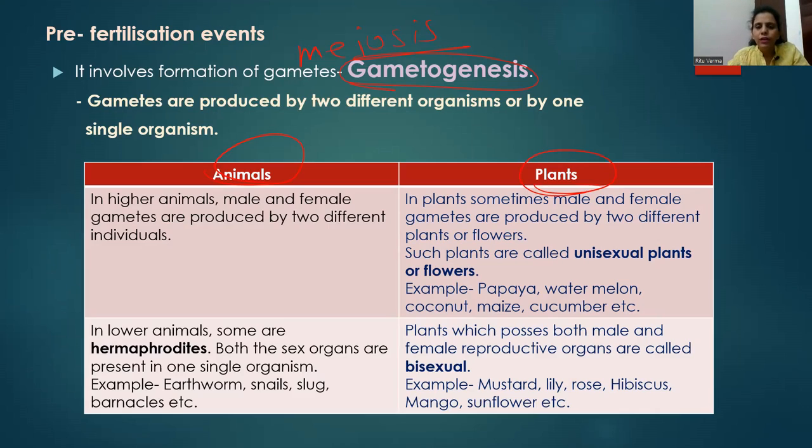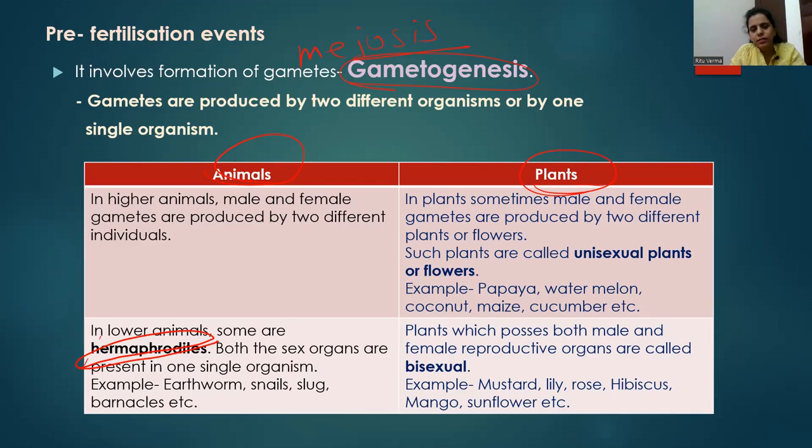But when we talk about lower animals like earthworm, snail, slug, or barnacles, both male and female reproductive organs are present in the same organism. Such organisms are known as hermaphrodites. So both male and female sex organs or reproductive organs are present in 1 single organism in case of lower animals, and these organisms are known as hermaphrodites. Hence, in case of lower organisms, both male and female gametes are produced by 1 single organism.